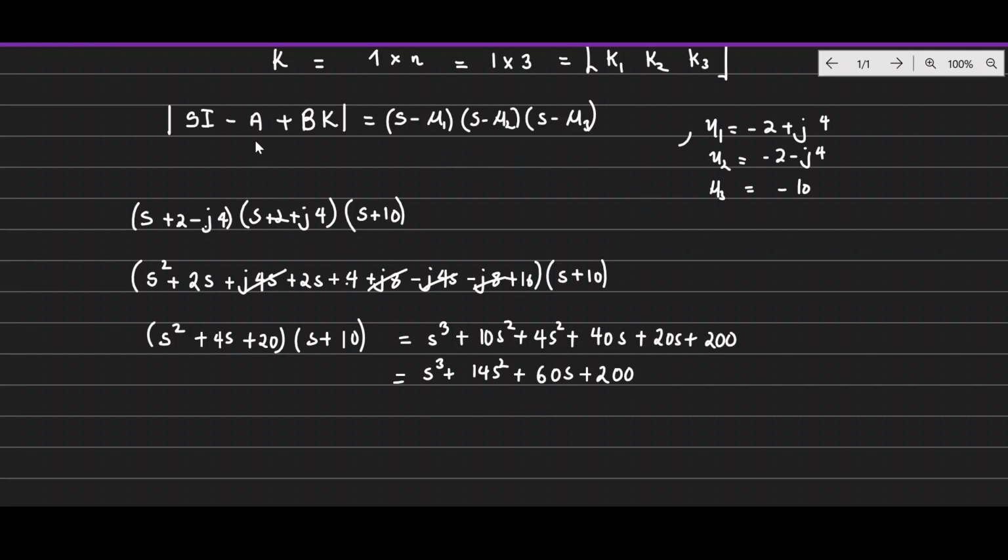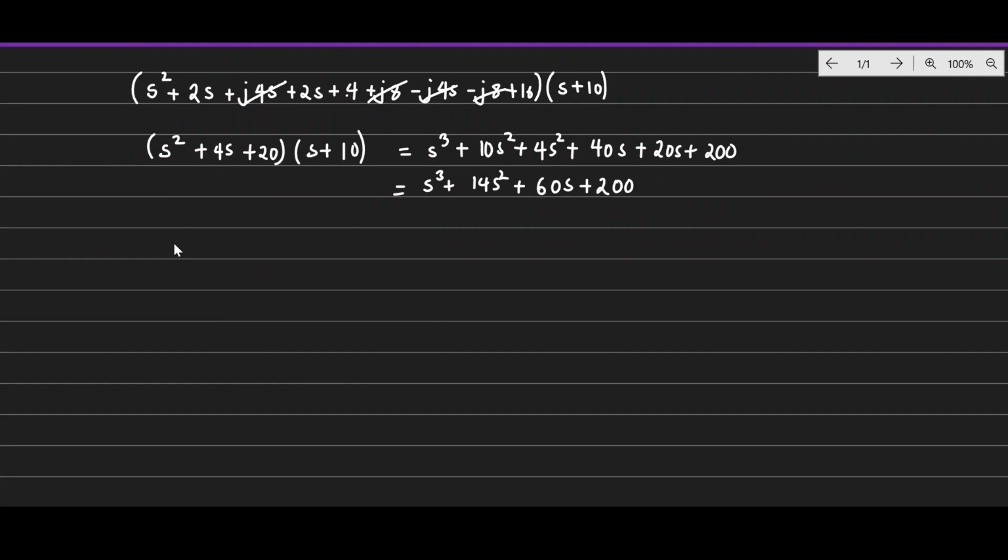Now let us find the equation on the left here: sI minus A plus BK. Remember that K is simply a 1 by 3 matrix, K1, K2, K3. So s times I, what is I? I is the identity matrix for A, which is a 3 by 3 identity matrix, so it has ones in the main diagonal.